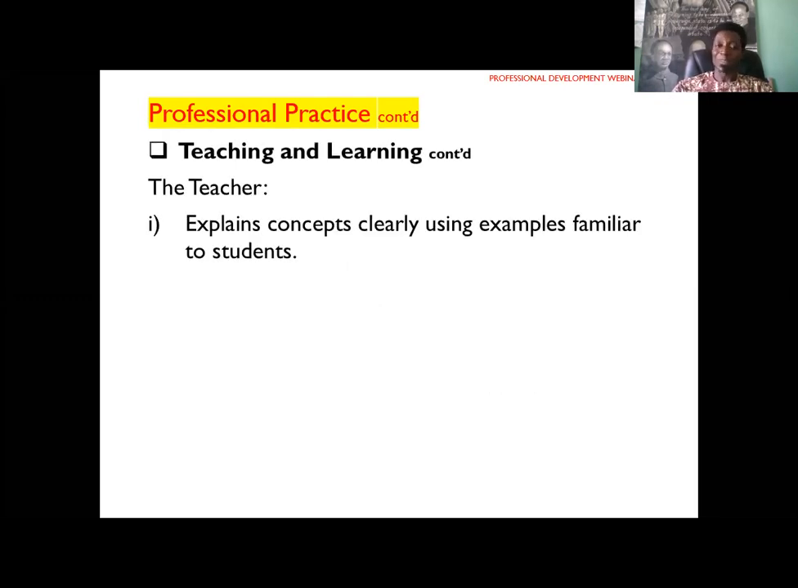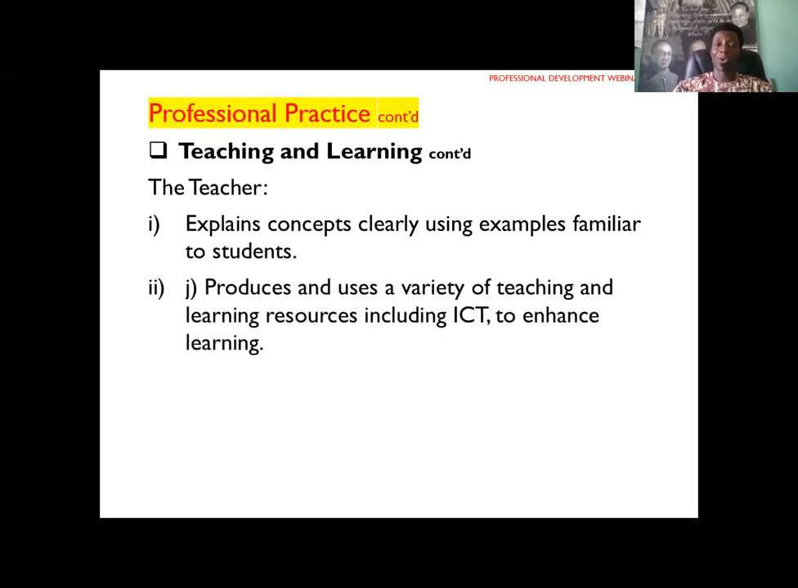The teacher also explains concepts clearly using examples familiar to the students. So before you go to class to deliver, understand the concept you want to teach, put it in the context of the environment, in terms of the thoughts of the child, and make it simple for the student to grasp in terms of your delivery. So as a teacher, you make complex things simpler. That's what it means.